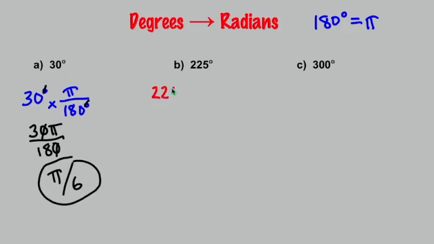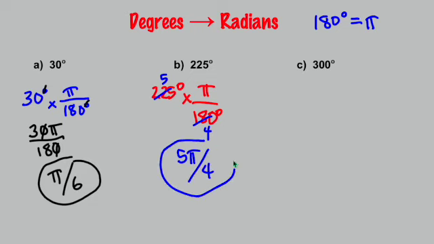Same trick. We're going to take 225 degrees and multiply it by pi over 180 degrees. And then we have to think, well, what would divide into both of these? It turns out the biggest number that would divide into both is actually 45. 45 would go into here 5 times, and 45 would go into here 4 times. So this ends up being 5 pi over 4. So that's what it would be when it's fully reduced as an exact value.